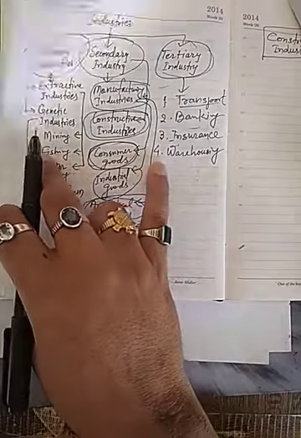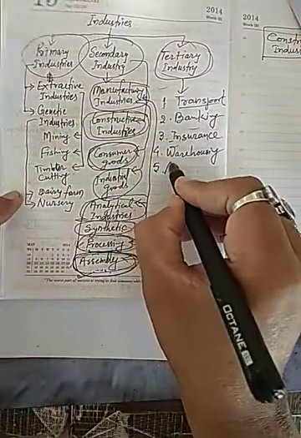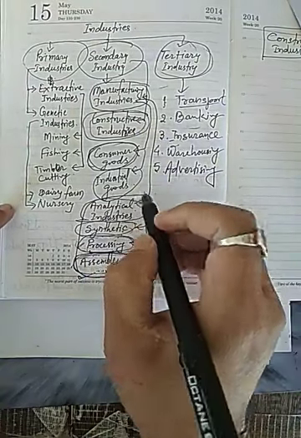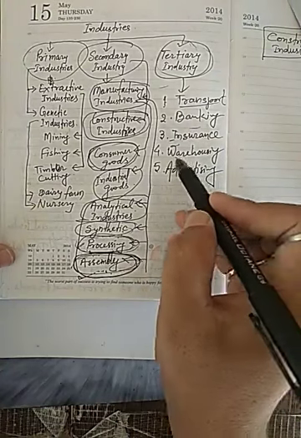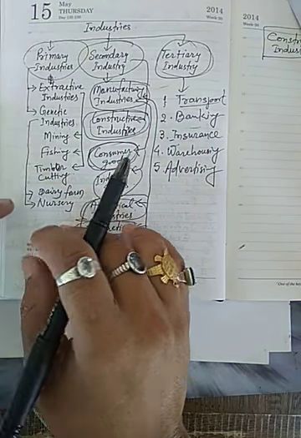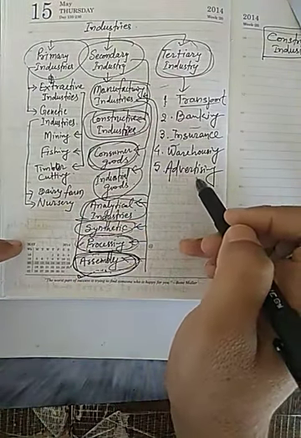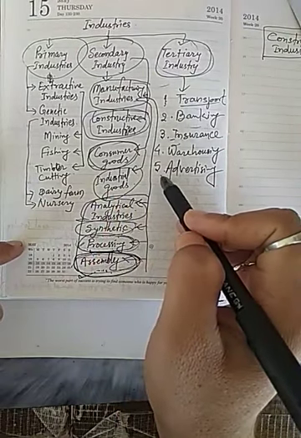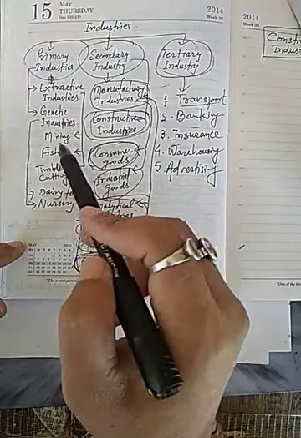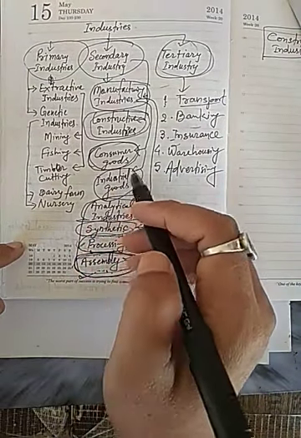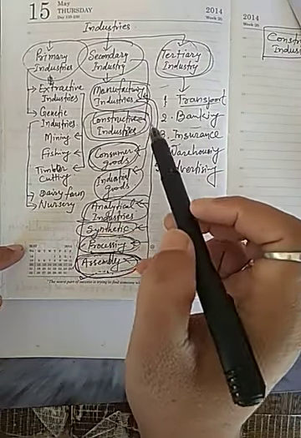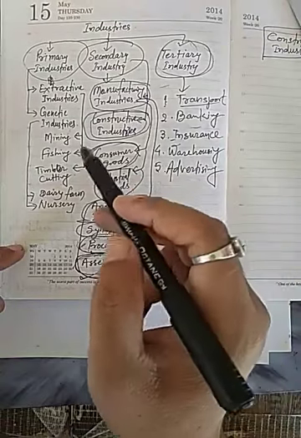Next, advertising. Advertising gives information to consumers for buying products manufactured in secondary industry and primary industry. So these are the types of industries, and you have to learn it.